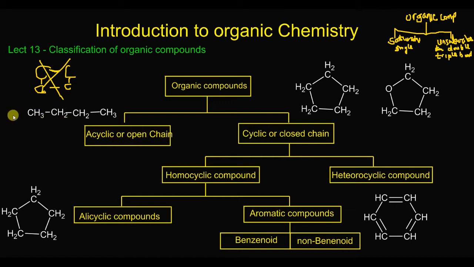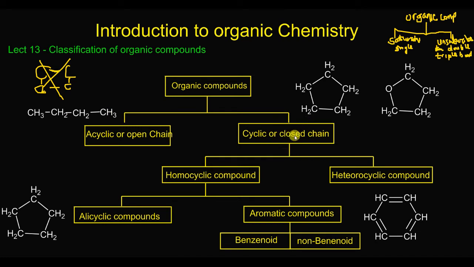For the open chain, they have open carbon atoms that are not connected end to end. The first and last are not connected end to end. So basically, that is what we call acyclic. So all organic compounds, you either fall here or you fall here.